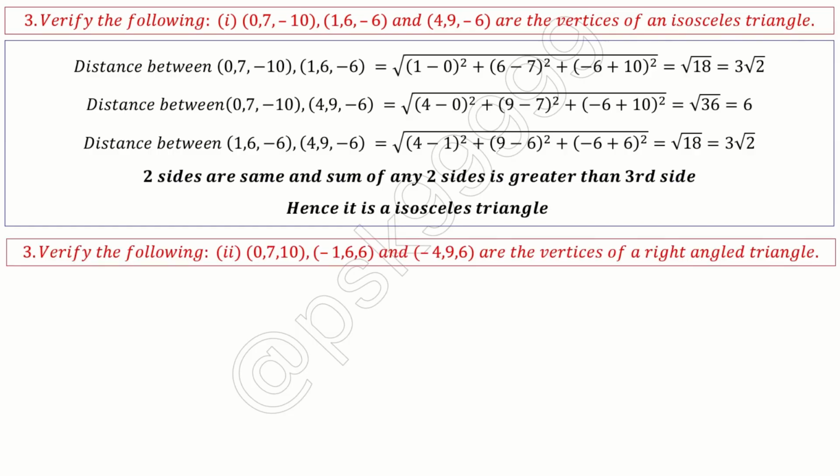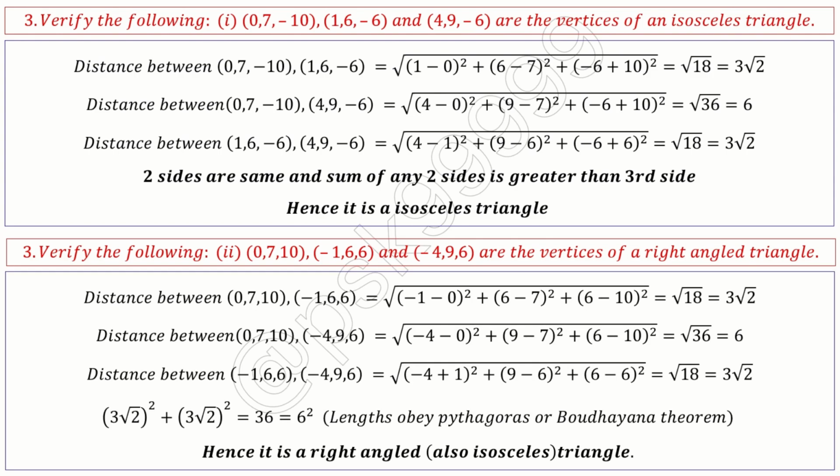Okay, verify these points are vertices of a right angle triangle. For a right angle triangle, it is very easy. You just apply the Pythagoras theorem, right? Very simple. Find the three sides first, and then apply a square plus b square equal to c square. Okay, so it is obeying the Pythagoras theorem. So it's a right angle triangle.